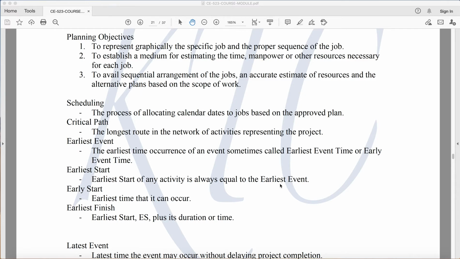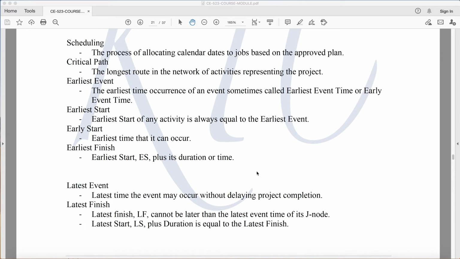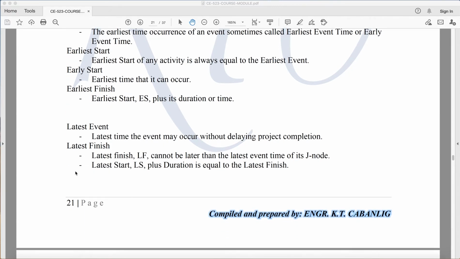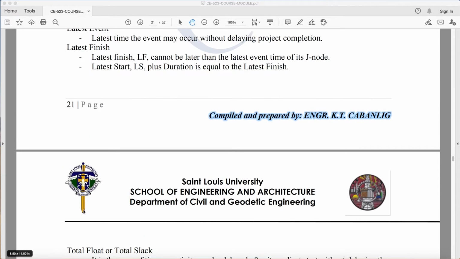Like for example, sa clearing and grubbing. So the clearing and grubbing would start at day 0 or day 1. Okay? So the earliest possible start, of course, is day 1. Okay? Next is the earliest finish. So the earliest finish here, it is the earliest start plus the duration. So earliest finish, ibig sabihin, the earliest possible natin pwede siyang tapusin. Bakit may tinatawag tayong earliest start and earliest finish? Because we have what we call the latest event. Meron tayong tinatawag na latest finish and late start.